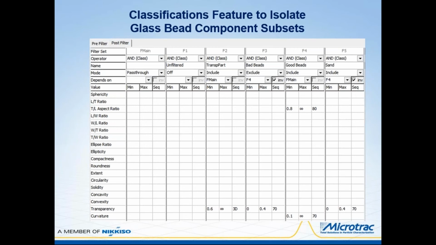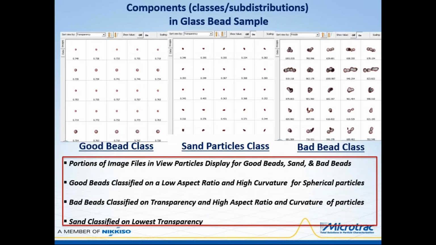Transparent particles will include both bad beads and good beads. Then those 2 classes can be separated by applying an aspect ratio and curvature parameter query to that class. The sand ends up as the opaque or low transparency class. The curvature parameter used to help isolate transparent spheres is unique to Microtrac.